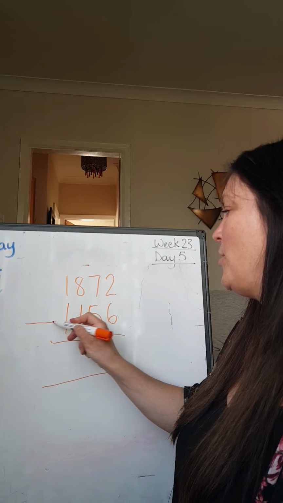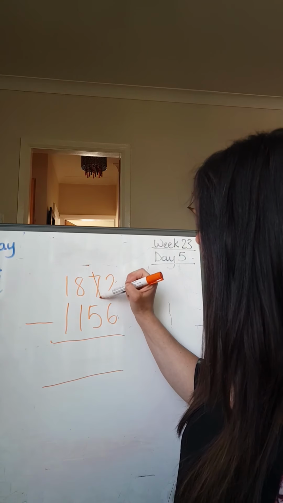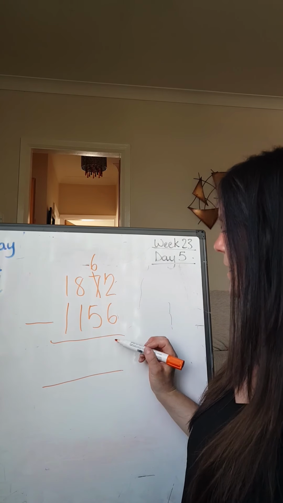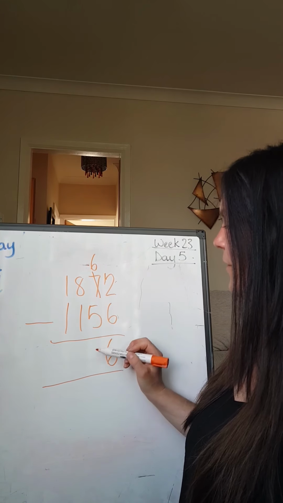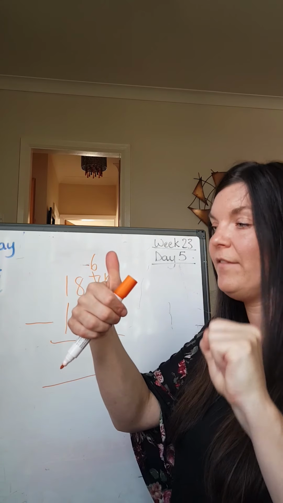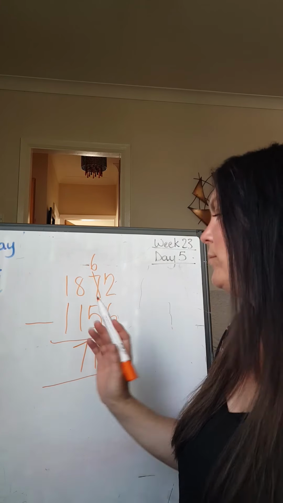So this is step 2. 2 take away 6. I can't do that. Knock next door. Take 1 away and give it to the neighbour. 12 take away 6 is 6. 6 take away 5 is 1. 8 take away 1 is 7. 1 take away 1 is 0.